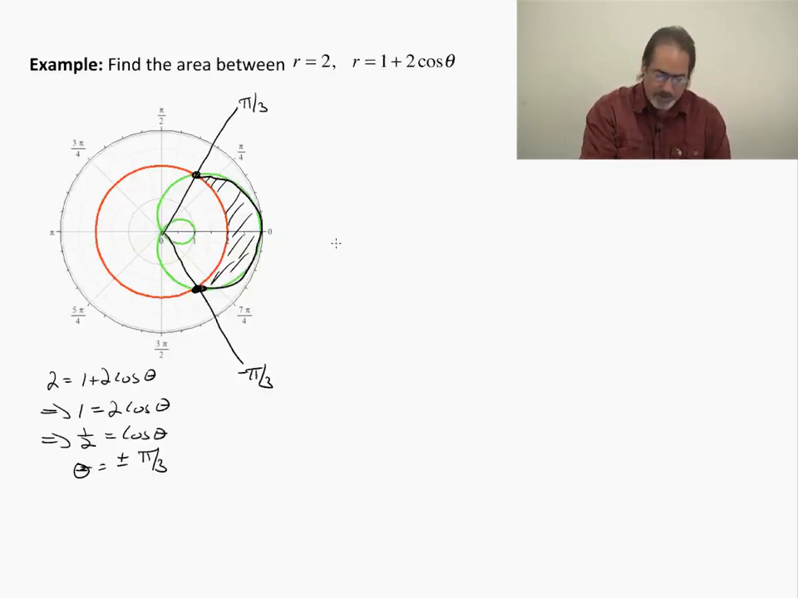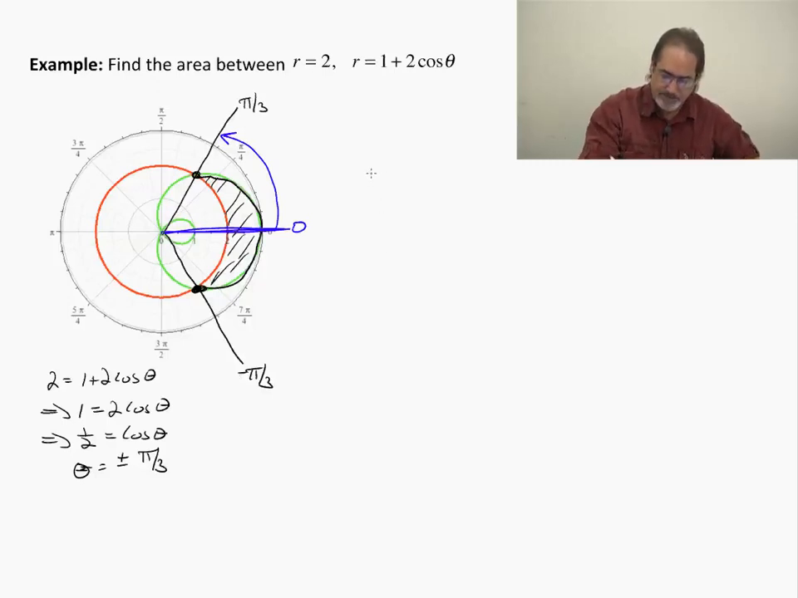But what I'm going to do is use the symmetry that I can see here. I'm simply going to go from 0 to pi over 3 and multiply it by 2. If I can start at theta equals 0 or end at theta equals 0, I tend to try to do that because I think it makes life a little bit easier in terms of evaluation.